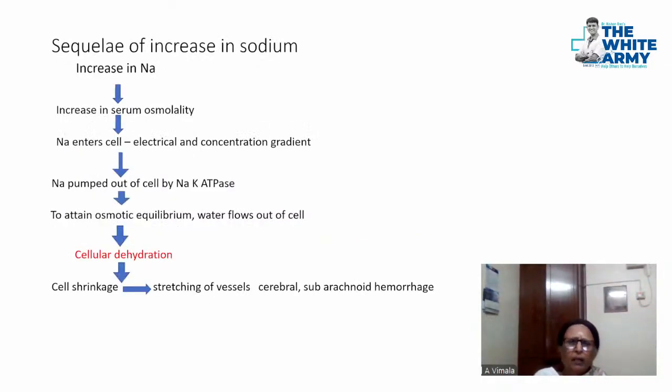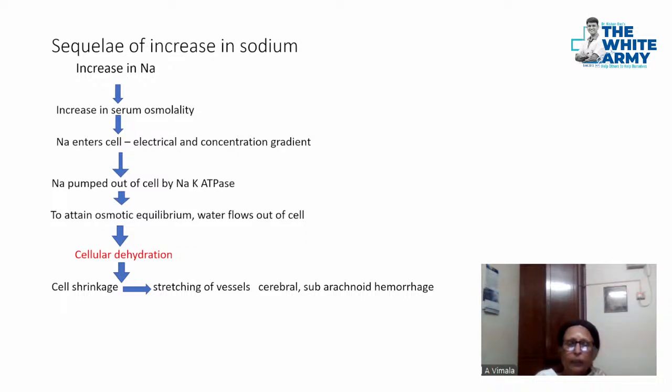So what happens? Why are we worried about this hyperosmolality and increase in sodium? As we see here, whenever there's an increase in sodium, there is an increase in serum osmolality. So the cell and the ECF should have the same osmolality. They cannot be different. There should be an osmotic equilibrium. So sodium enters the cell through the electrical and concentration gradient, but sodium cannot stay there. It is immediately pumped out of the cell by the sodium potassium ATPase. So what will happen?